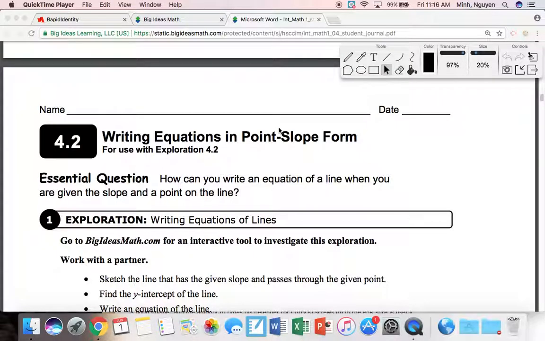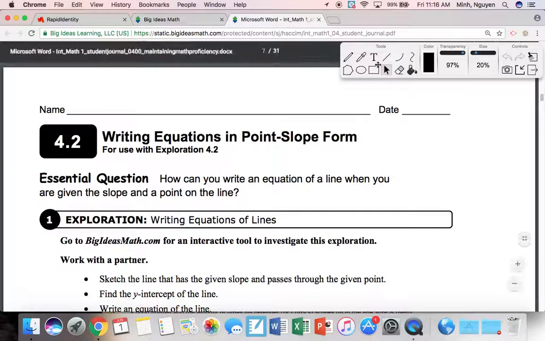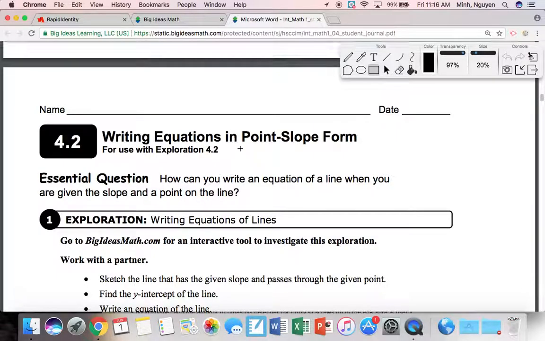We're on page 96 of the Student Journal, section 4.2, writing equations in point-slope form. Last section was writing it in slope-intercept form. Why do they call it that? Because you just need a slope and an intercept, or by looking at it, you can immediately identify the slope and the intercept. In this, what you will identify immediately is a point and the slope.